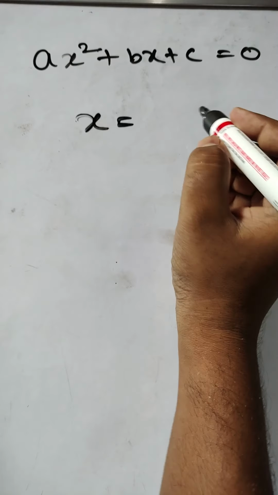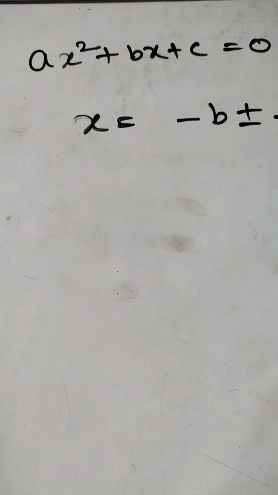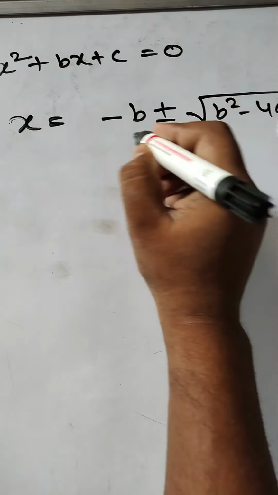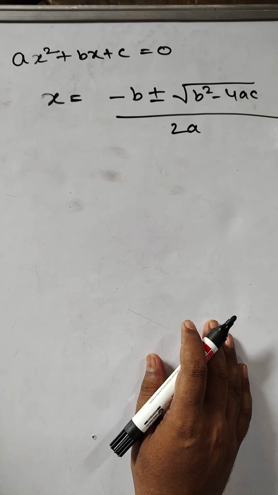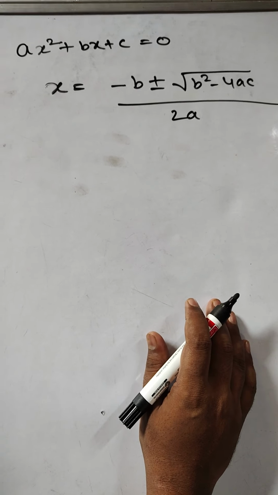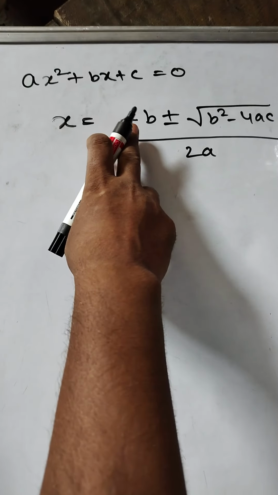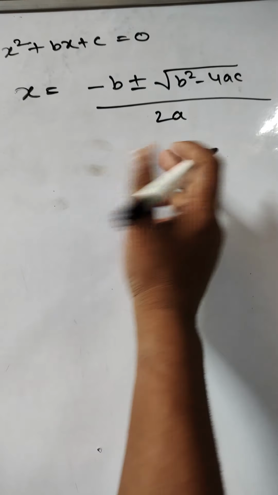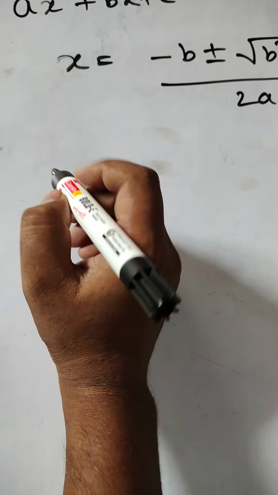And the value of x in this equation is x equals minus b plus minus root under b square minus 4ac by twice a. Okay, this is called Shridharacharya Sutra. So now I am going to prove how the value of x has come. Actually this is called D. So let's start.